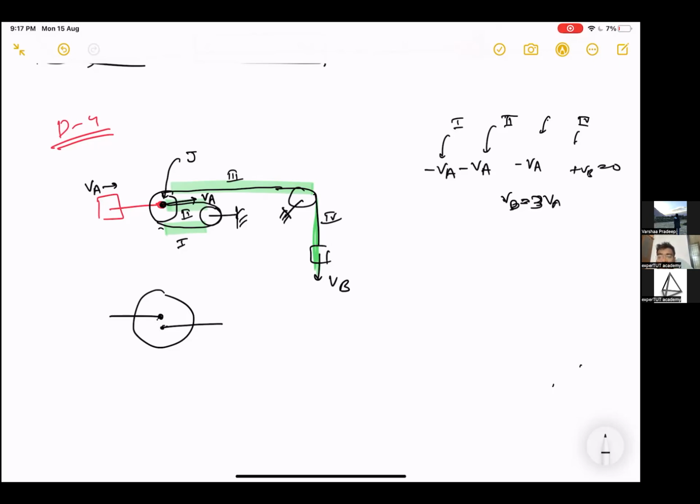Now the first equation, F minus 2T. The string tension is T. So F minus 2T is equal to 2M into AA.